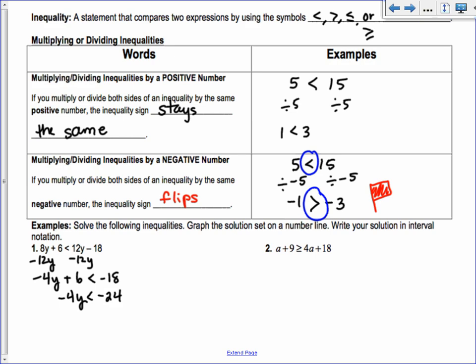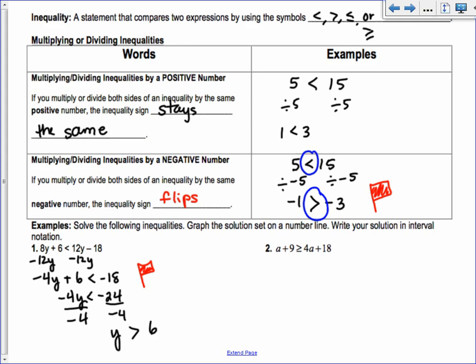Now imagine it's an equation. If it had an equal sign, you'd divide by negative 4 on both sides. So if I divide by negative 4, that's where we have our red flag. I'll draw it in red, and this is black on this side. So you get y is greater than 6.